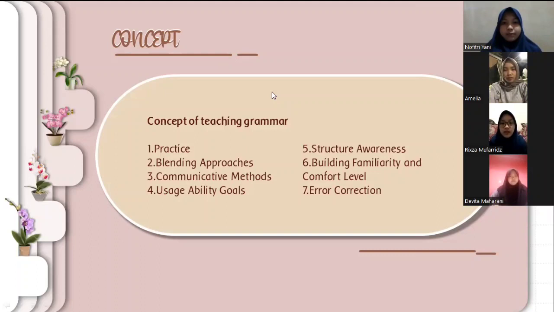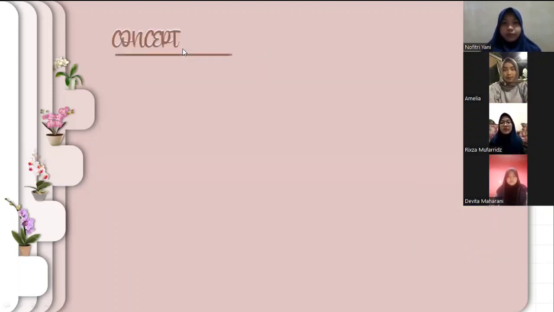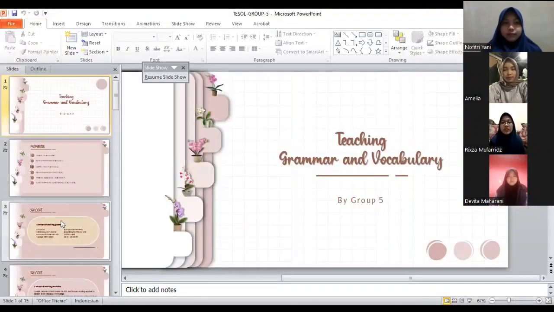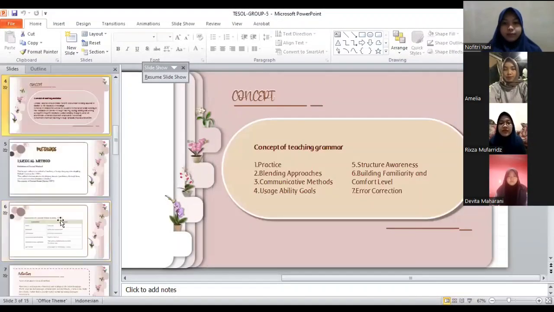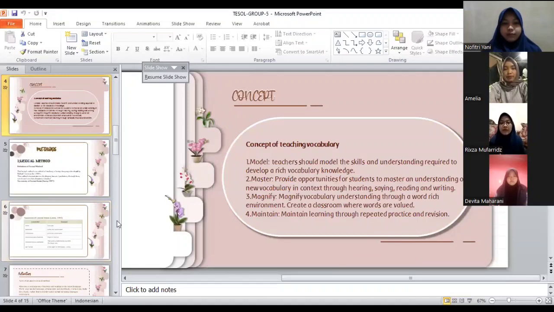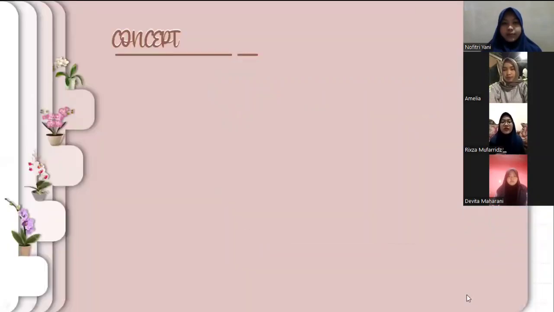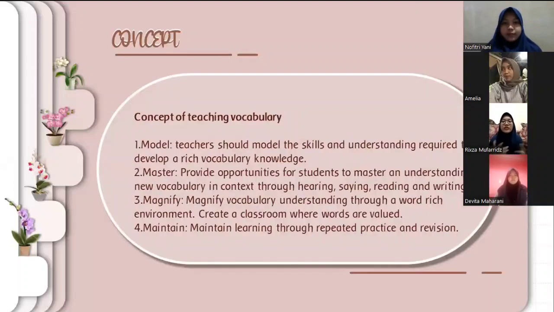So I will explain the concept of teaching vocabulary. The first is model. In an explicit approach to vocabulary instruction, teachers should model the skills and understanding required to develop rich vocabulary knowledge. Say the word carefully; pronunciation is critical to allow students to make a strong connection between written and spoken language.